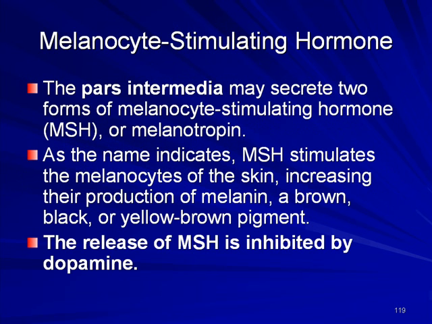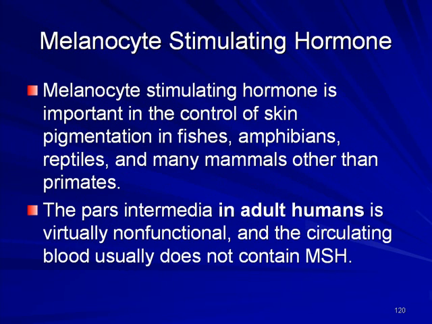Now, another hormone, melanocyte-stimulating hormone, produced in the pars intermedia. This secretes two forms of melanin, or melanotrophin. As the name indicates, it helps stimulate melanocytes in the skin, increasing the production of melanin, which is a brown, black, or yellow-brown pigment in the body. The release of MSH can be inhibited by dopamine. Melanocyte-stimulating hormone is important to control skin pigmentation.